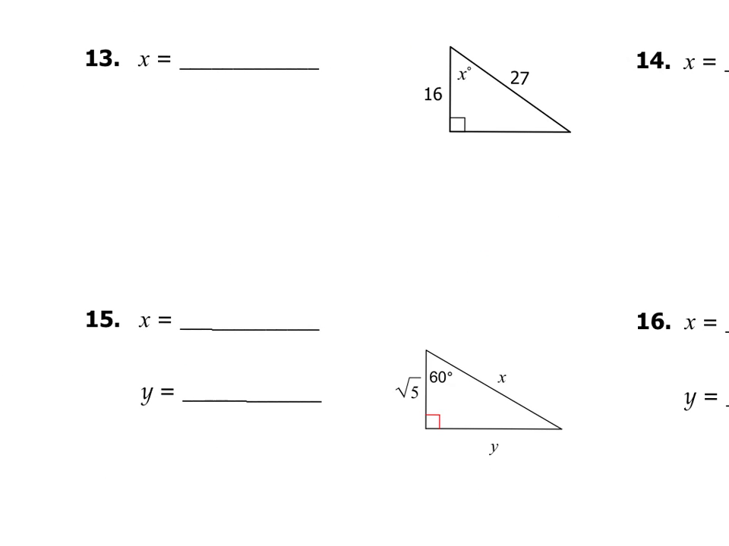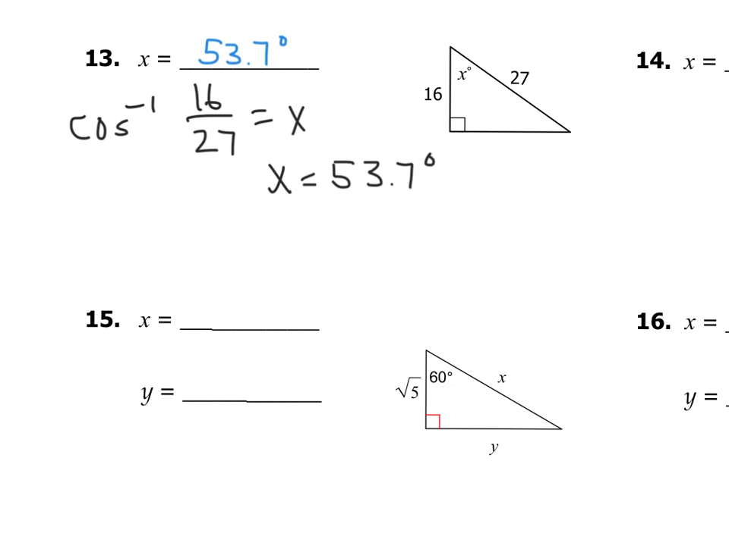Okay, so 13 is also using the trigonometric functions, so this time we have to use the inverse function, and we have the adjacent and the hypotenuse, so we're going to use the cosine inverse. So cosine inverse of the adjacent, which is 16, divided by the hypotenuse, which is 27, and that will give us x. So when we use the calculator, we get x equals 53.7 degrees.